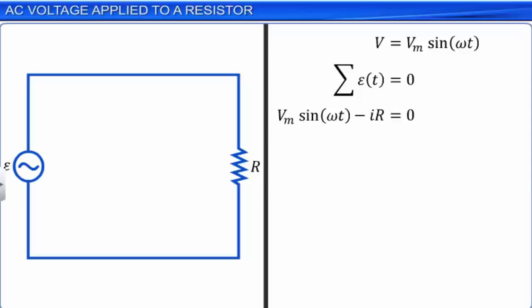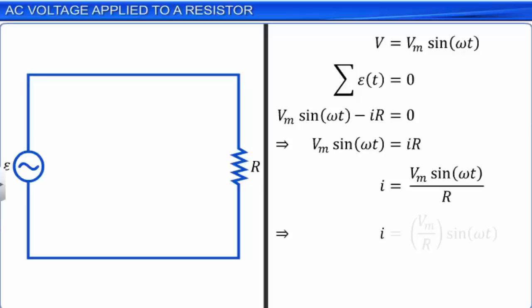Here, Vm sin omega t is the potential across the given voltage source. The second term IR is due to the fact that if a current of magnitude I passes through a resistor of resistance R, the potential fall across it can be denoted by the term IR. Solving this equation, we get the expression for current as I is equal to Vm by R into sin omega t.